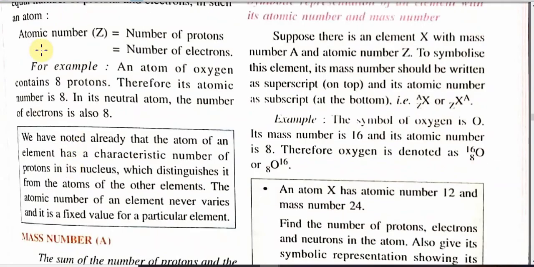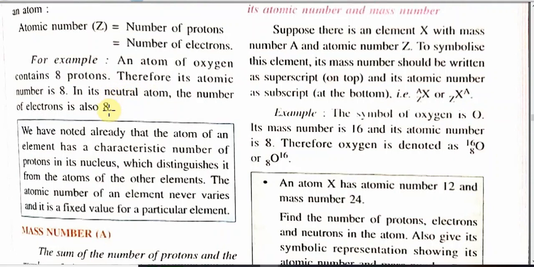Atomic number is equal to the number of protons, or atomic number is equal to the number of electrons. For example, if an atom of oxygen contains 8 protons, therefore its atomic number will be 8. In its neutral atom, the number of electrons will also be 8. Students, please pay attention to this theory. Atomic number is equal to the number of protons is equal to the number of electrons in the neutral state.